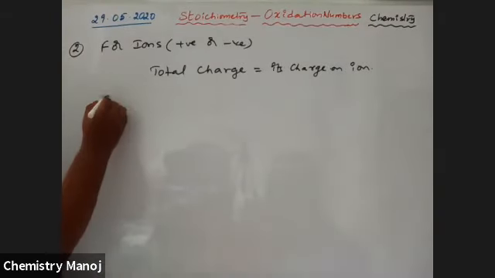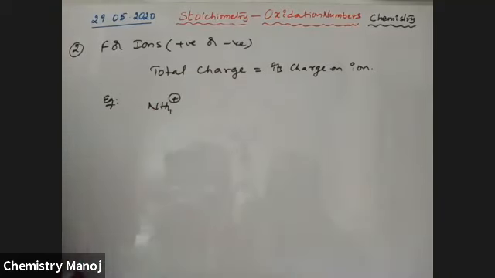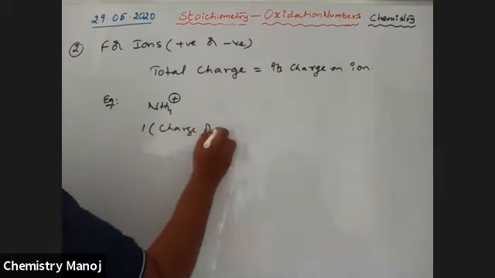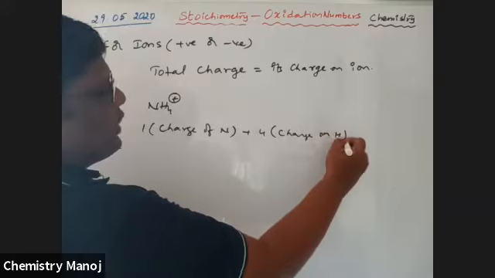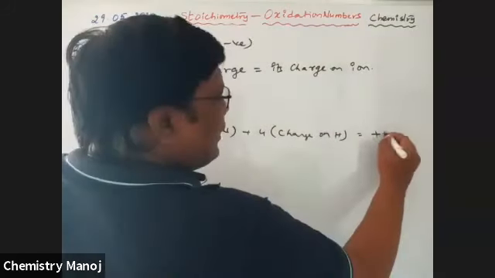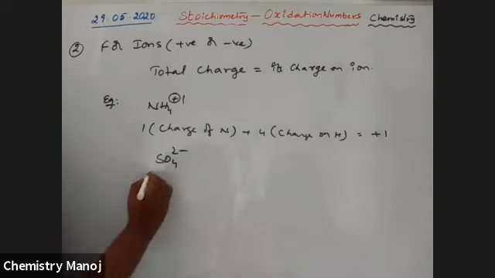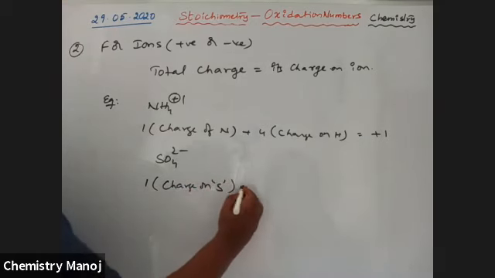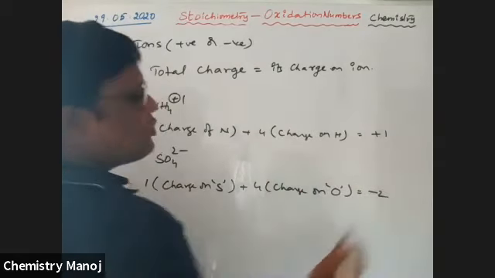Let us take an example. There is NH4+ ion, ammonium ion. Here, one nitrogen is there: 1 into charge of nitrogen plus 4 into charge on hydrogen is equal to plus 1. For example, SO4 2-. That means one sulfur is there: 1 into charge on sulfur plus 4 into charge on oxygen is equal to minus 2.